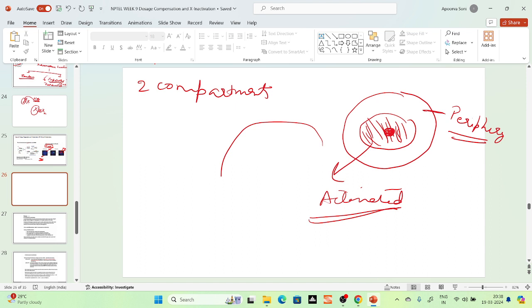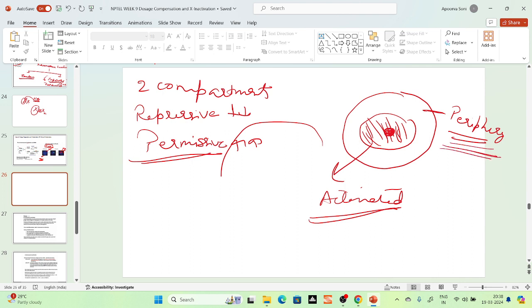Okay, one is the repressive compartment, which represses transcription, and the other is the permissive compartment, which activates transcription. The repressive one decreases transcription. So this repressive compartment is this one, the peripheral region, and this permissive compartment is this region, the activated regions.